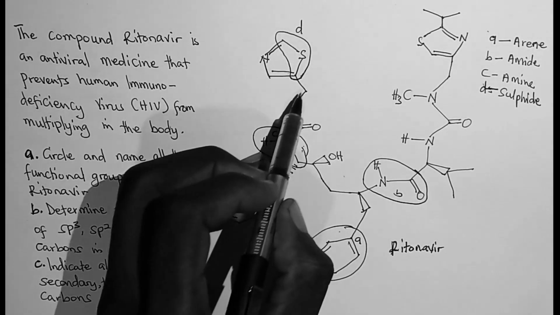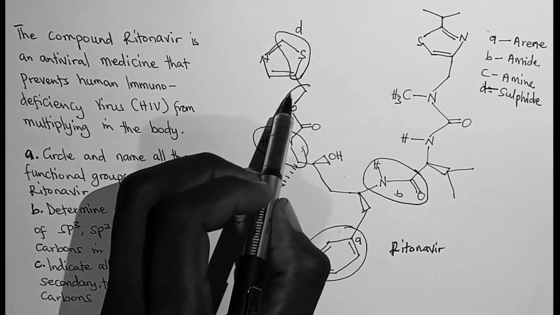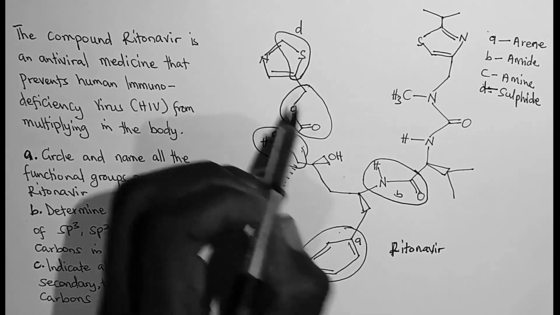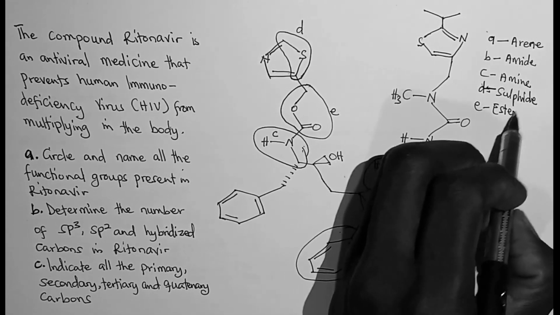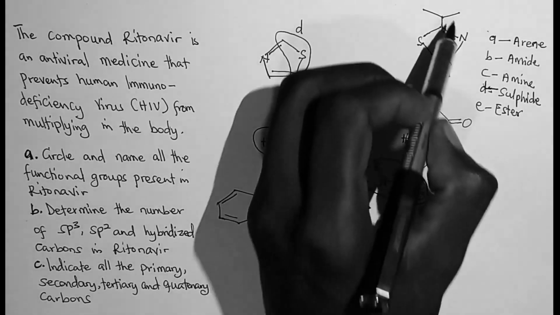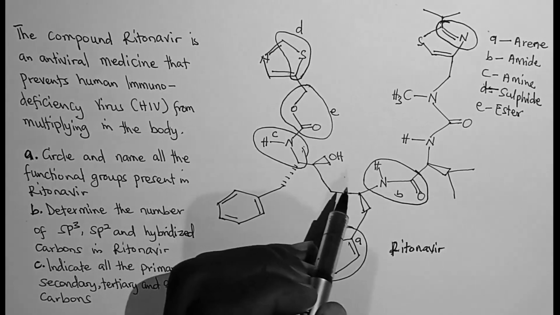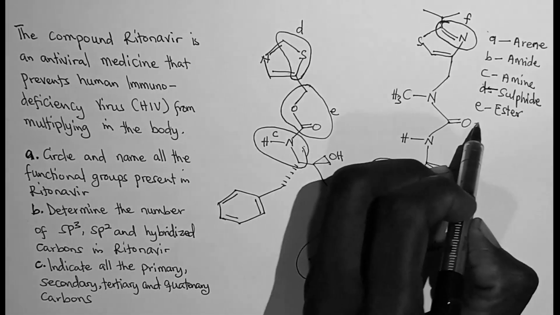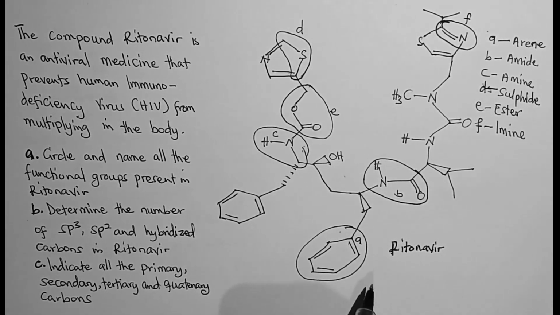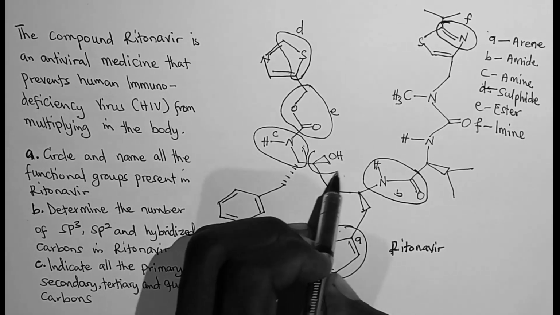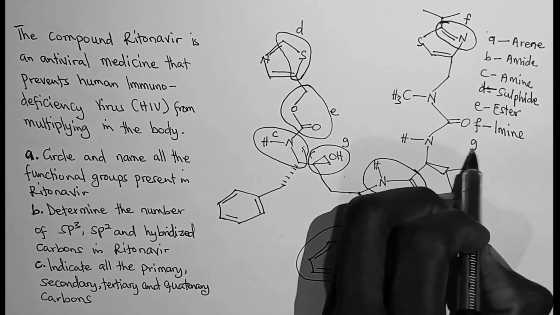And apart from that, we can see a carbon bearing a double bond which is connected to an oxygen which is connected to another carbon. So this is E, and E is an ester. Then apart from that, this group, carbon double bonded to nitrogen, is called an imine. So F is an imine, the imine functional group. You see that carbon that is bonded to an OH. So G is an alcohol.